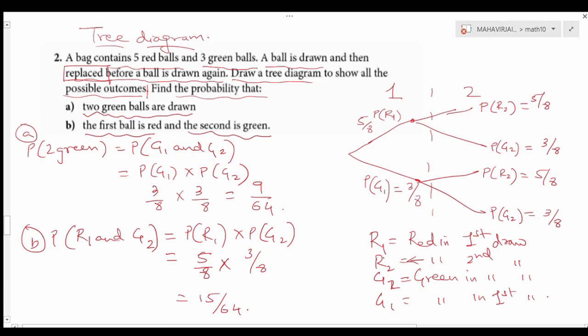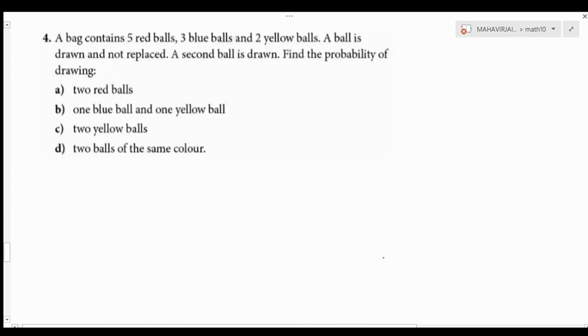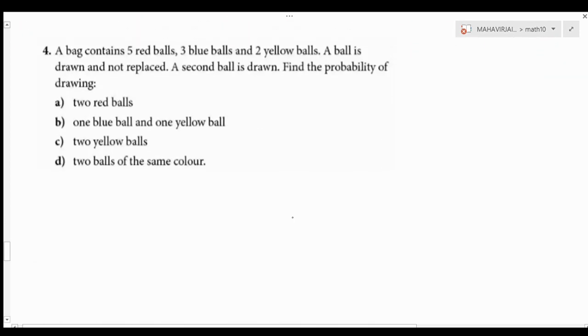So that is how you draw a tree diagram and solve a sum. Now let me go for a tough sum. So here, try understanding it. Since we did one on a replacement, the second is not replaced. Now let's see how you understand this not replaced. Anything that you don't understand, go back to the video, try understanding it again.